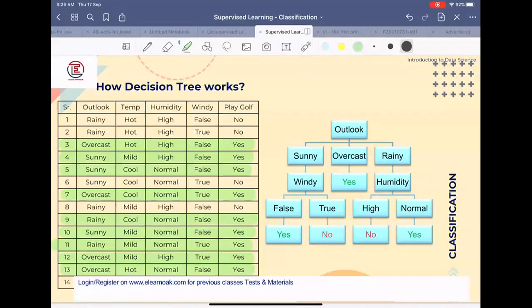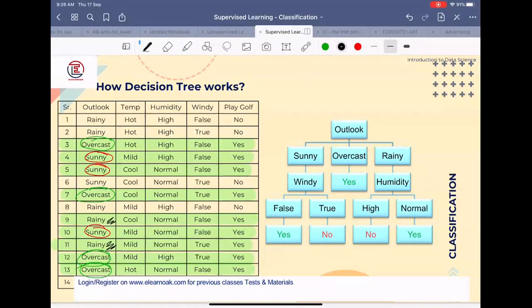In these 9 examples of playing golf, we are finding out how many are overcast. How many are sunny? So we have 1, 2, 3 as sunny. Okay, 3 sunny. How many overcast? I have 1, 2, 3, 4 as overcast. And how many rainy? So I have 1, 2 rainy.